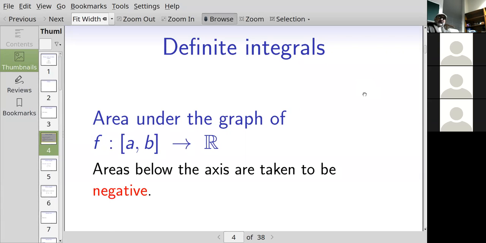Okay, so the area under the graph of f, which maps a to b to the reals, that's found by what's called a definite integral. And note that areas under the axis are taken to be negative. So remember, the height of a rectangle, you said, okay, I'm taking x to be this value, and then I'm taking y of x to be the height of the rectangle. Well, if y is below the x-axis, then that area would be considered to be negative. So your definite integrals could give you a negative number also.